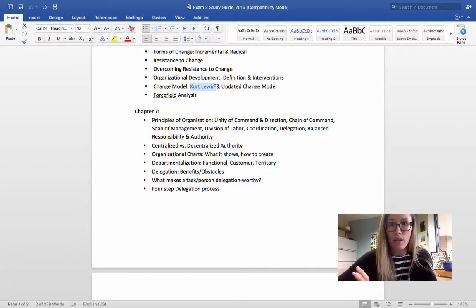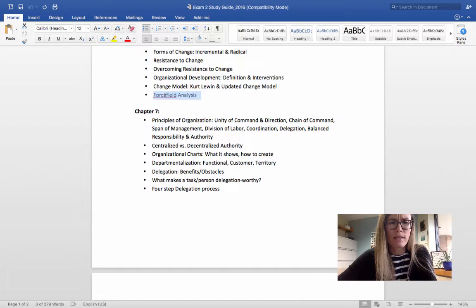The unfreezing process, getting people ready for change, the change, and then solidifying the change, kind of like an ice cube unfreezes, and then we need to refreeze it again in a new shape. Okay, so thinking through that. And then the updated change model, really the only thing that it updated mainly was looking at the resistance to change. So take a look at that.